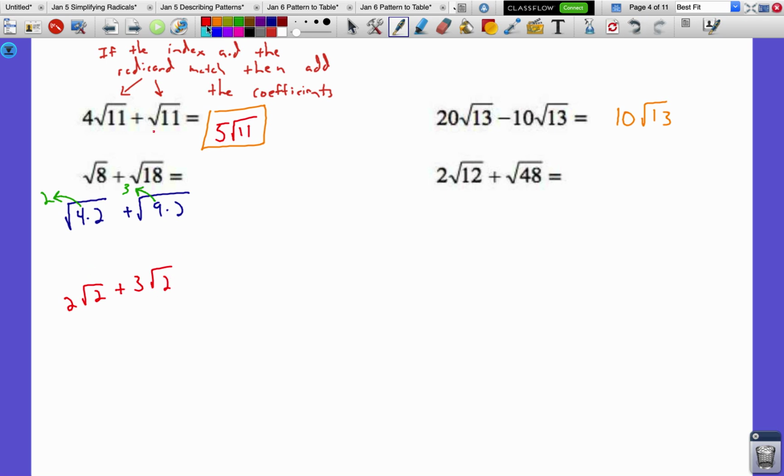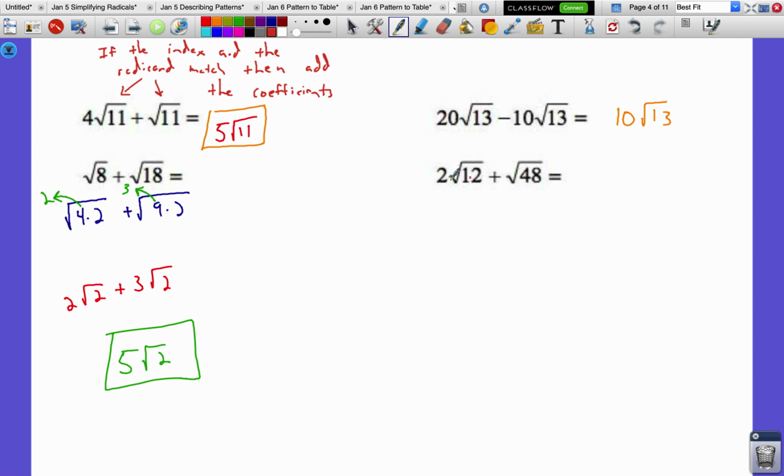Now the radicands do match, and I can add together these coefficients in front. So 2 plus 3, this whole thing equals 5 root 2. So sometimes you need to simplify first to be able to combine.